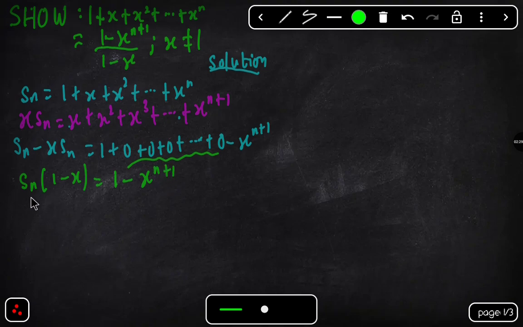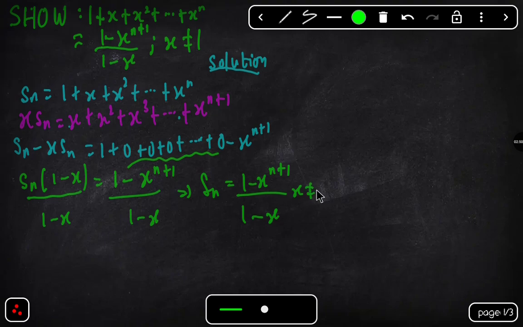Now next thing you are going to do to make Sn the subject of the formula, so you divide both sides by 1 minus x. Then we are going to have Sn is equal to 1 minus x raised to the power of n plus 1, then everything over 1 minus x, where x is not equal to 1. And that is the proof of that given statement.